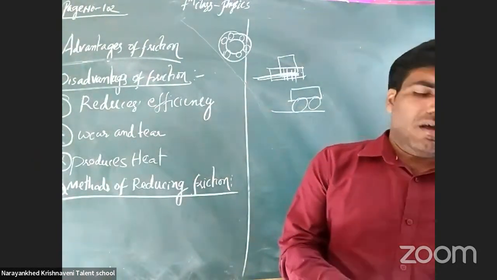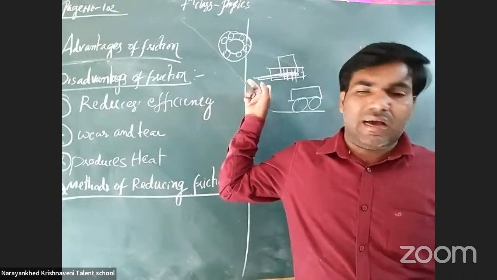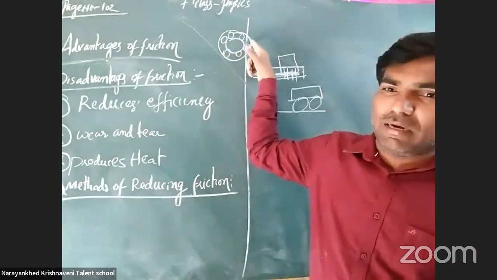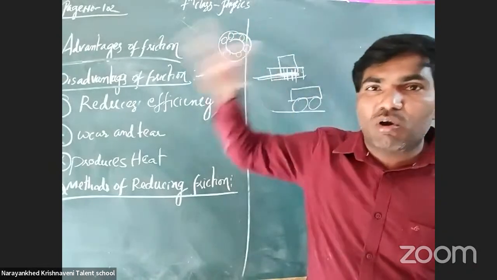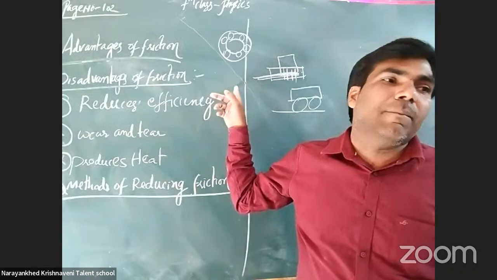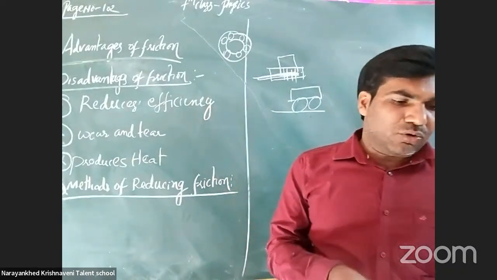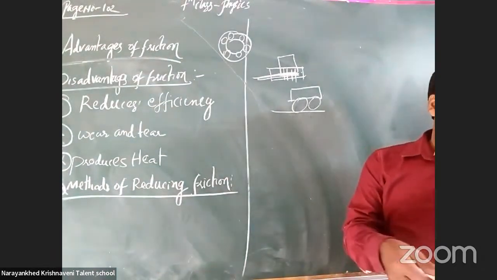Okay, and in many machineries, to reduce friction, they do not use materials which have more area of contact. For that reducing purpose, they use ball bearings. Okay, they use ball bearings. Next, one more.